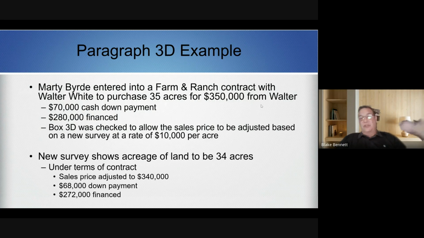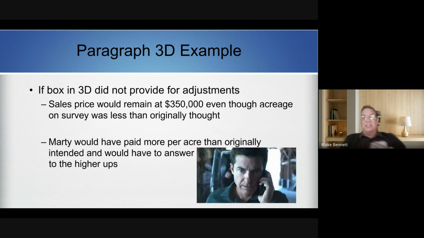New survey shows 34 acres, not 35. Under this contract, the sales price is adjusted down to $340,000. Down payment goes to $68,000. $272,000 would be financed. If they didn't have this contract, if they didn't have that paragraph for adjustments, then Marty would be stuck paying $350,000. What he would normally pay for 35 acres, he's going to pay that for 34. He's got some explaining to do.